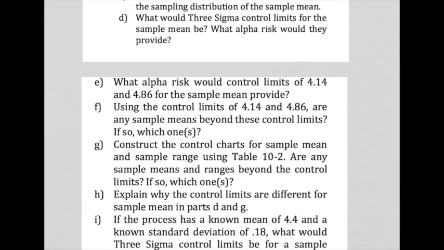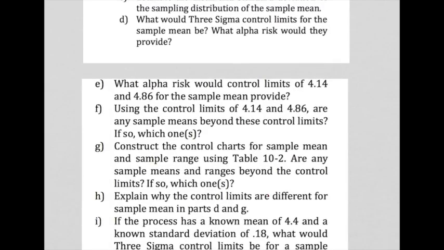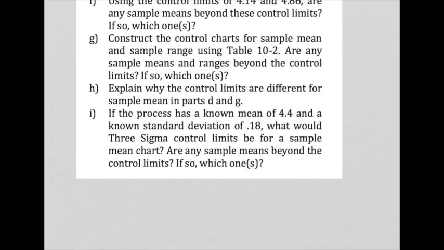What's the alpha risk given certain other control limits? Using these control limits, are the sample means beyond the limit? So we're going to plot our chart and we're going to see exactly what that is. Construct control charts. We'll do that together. And then we're going to explain why the control limits are different for the sample means. What we're going to do here is we're going to solve this problem using the sigma that we calculate, and we're going to solve the same problem using the table 10.2. So we'll take it one step at a time, and we'll do that together.